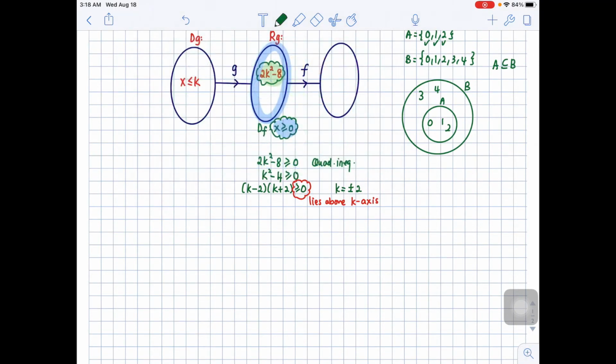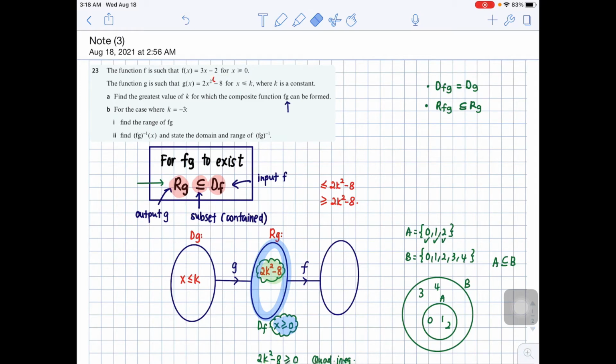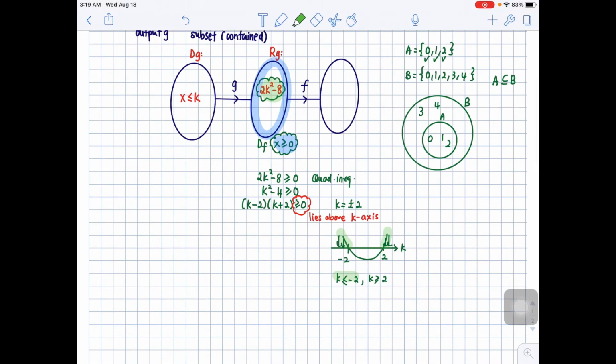So how do you usually solve this? Okay, it's a positive quadratic, negative 2 and 2, lying above. So these are the k values, k less than negative 2, k greater than 2. Now you have to go back to your question. I forgot the equal. Ask yourself. You see here, they say x less than or equal to k. So which one will you choose? It's this one now. k is less than or equal to negative 2.